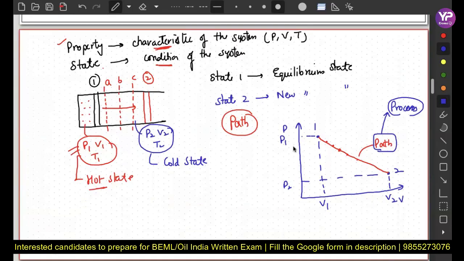Now what is the meaning of a quasi-static process? Quasi-static is a very important term in thermodynamics. What is the meaning of quasi-static process? Just understand in this way.